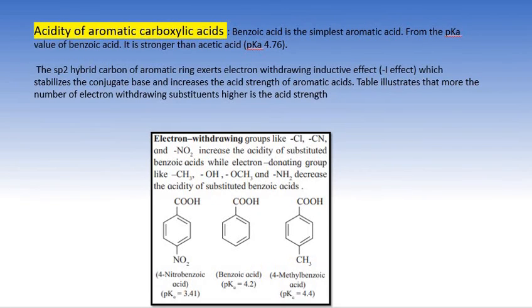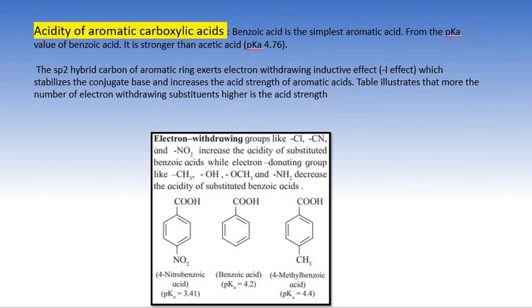Similarly, if you look at the acidity of aromatic carboxylic acids, benzoic acid is the simplest aromatic acid. The pKa value of acetic acid is 4.76, and benzoic acid has a pKa value of 4.2. So benzoic acid is more acidic than acetic acid.